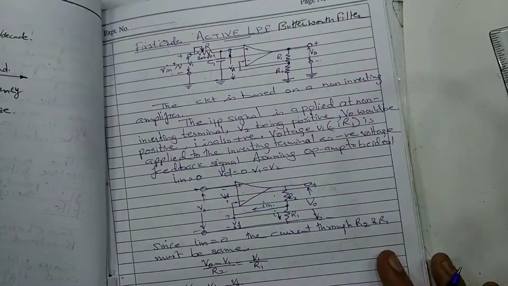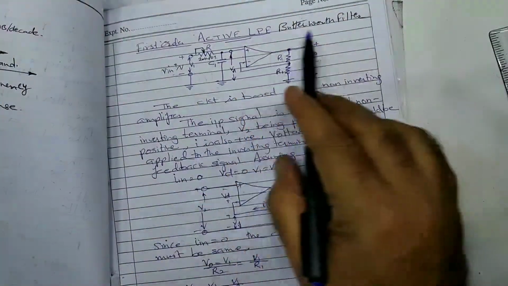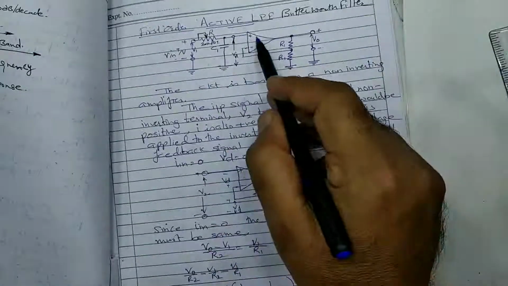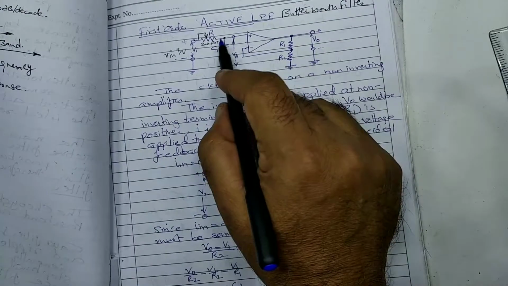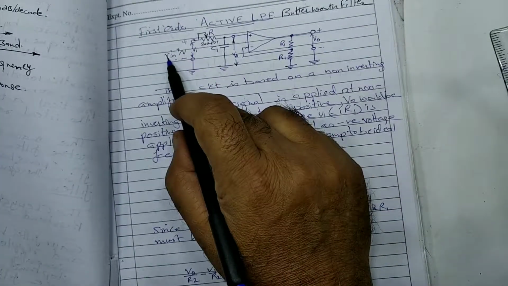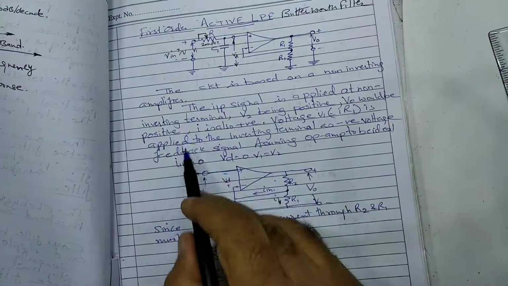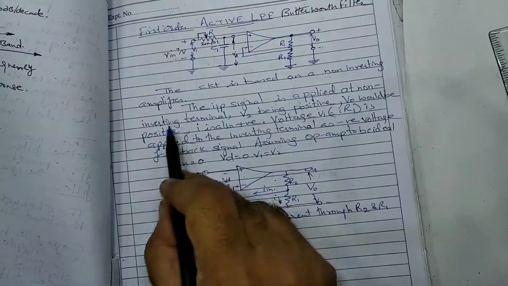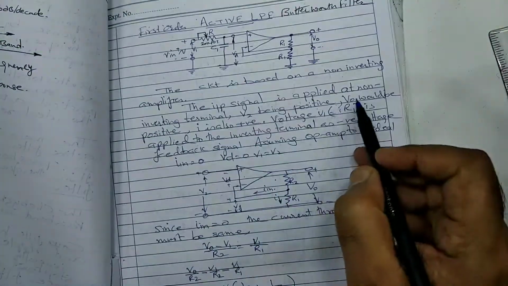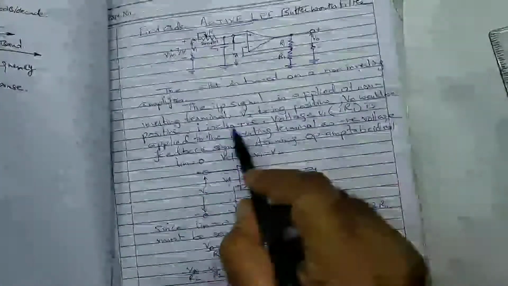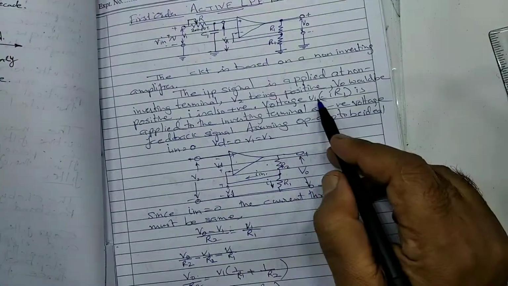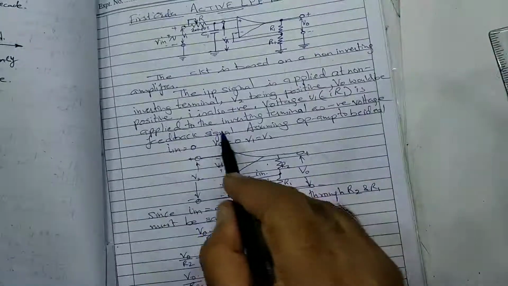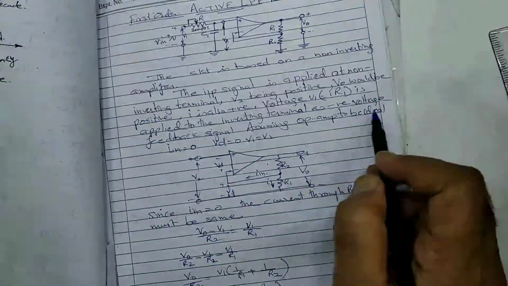Now, we will see the first order active low pass Butterworth filter. So this is an op amp where the signal is given on the non-inverting input. The circuit is based on a non-inverting amplifier. The input signal is applied at the non-inverting terminal, V2 being positive, VO being positive, I is also positive. So voltage V1 is equal to I R1, applied to the inverting terminal as a negative voltage feedback signal, assuming the op amp to be ideal.